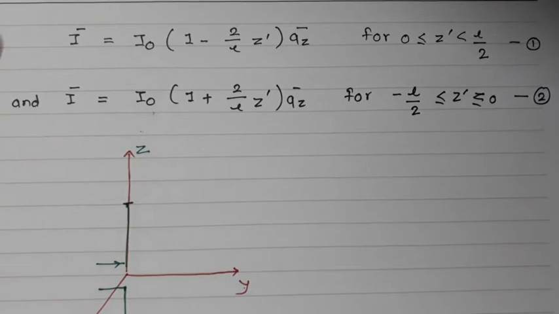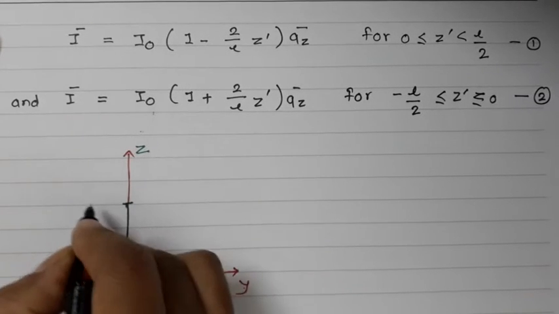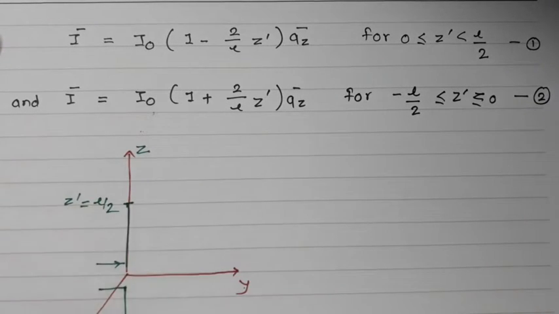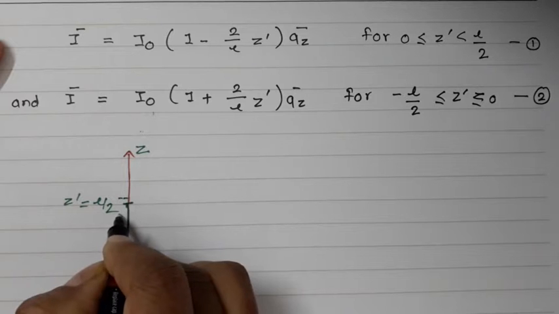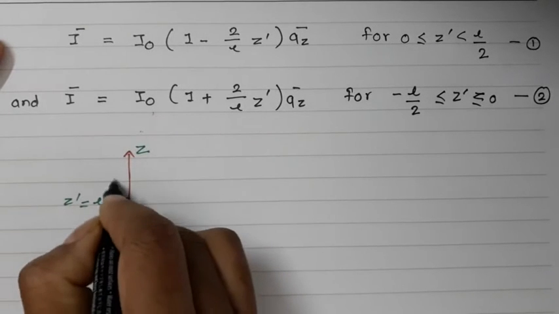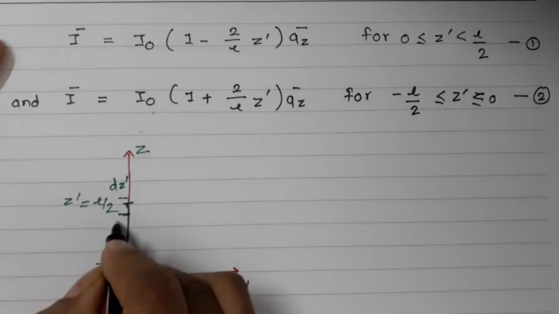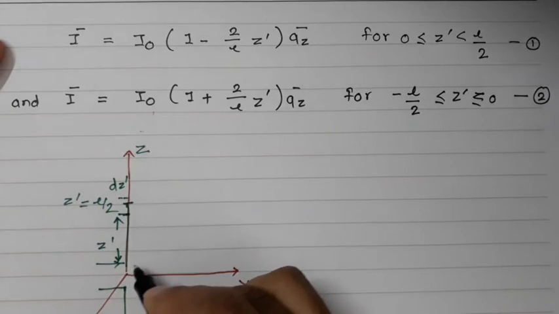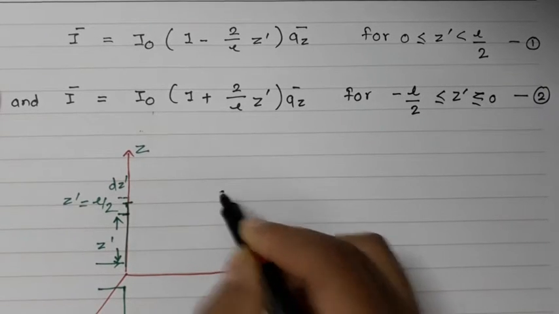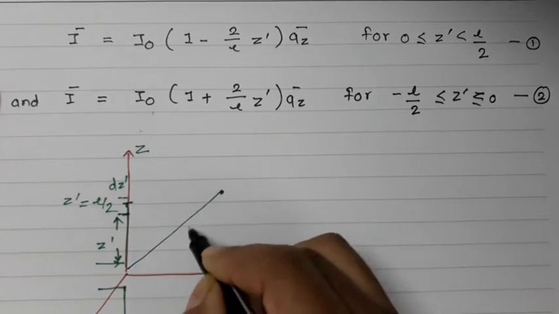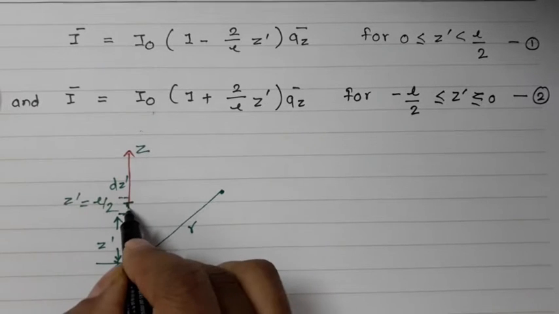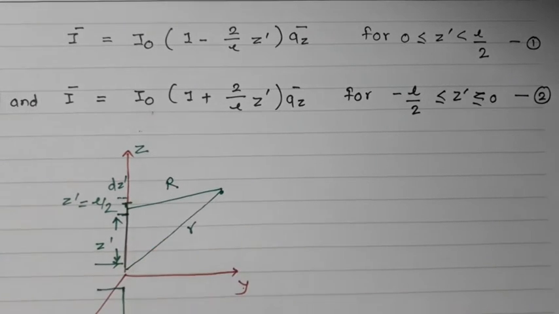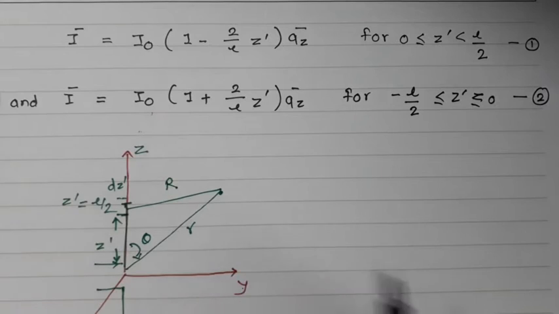So above, I can say the antenna length is Z dash equal to L by 2, and here Z is equal to minus L by 2. This is nothing but dz dash, and this particular is say Z dash. Now my observation point here is nothing but this one, and this distance is the distance r. This is the radius r, and this is angle theta.